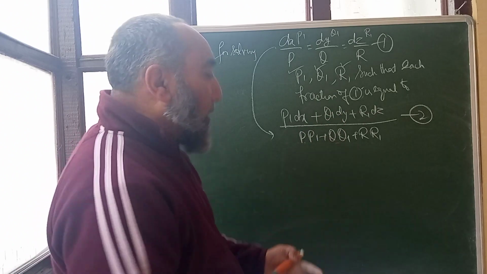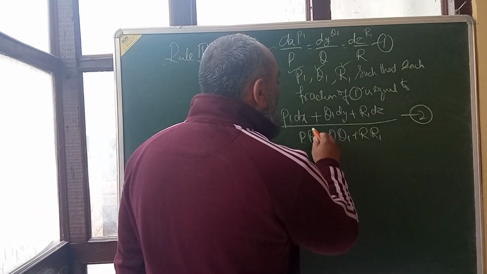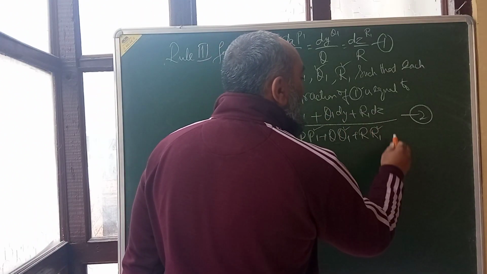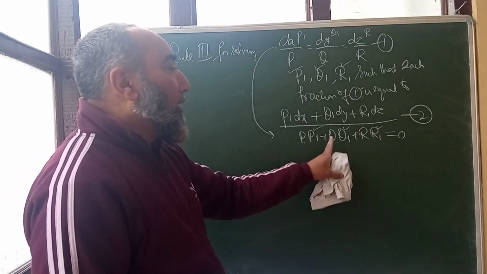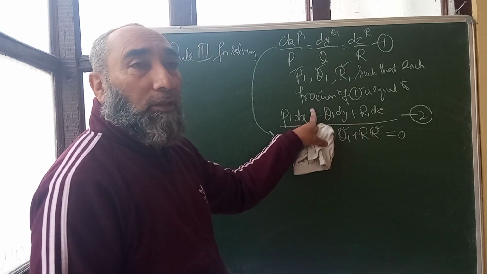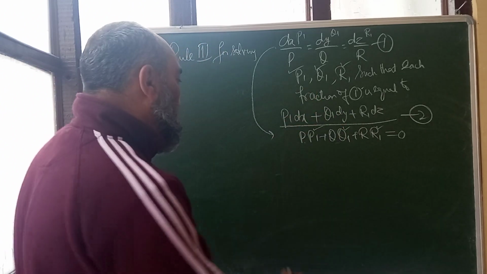Now, I am claiming that I will choose P1, Q1, R1 such that the denominator is 0. And I claim that if the denominator is 0, so is the numerator. How? Let me show you.